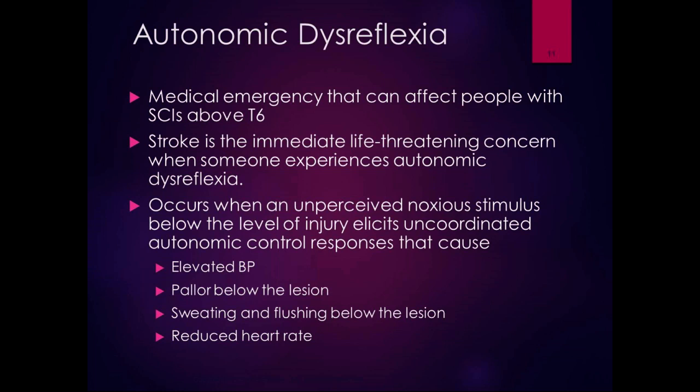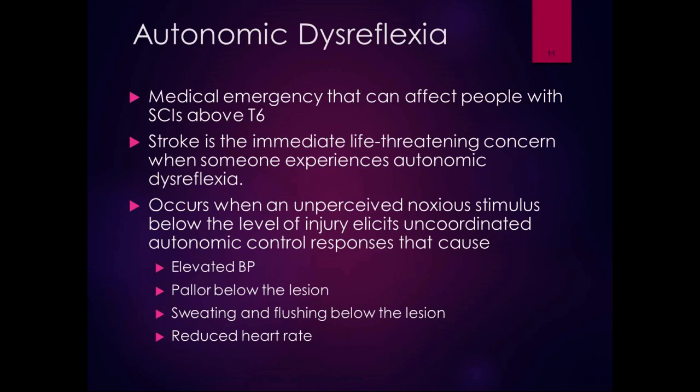So the immediate life-threatening concern when someone experiences autonomic dysreflexia is having a stroke, because it elevates your blood pressure dramatically. So that elevation of blood pressure can cause a stroke. And so if someone's already got a spinal cord injury, they really don't need to have a stroke in addition to that. So that's why it's a medical emergency. So autonomic dysreflexia occurs when an unperceived noxious stimulus below the level of the injury elicits uncoordinated autonomic control response that cause elevated blood pressure, pallor below the lesion. So if someone had a T4 lesion and they were pale below their lesion, you might not be able to detect that.